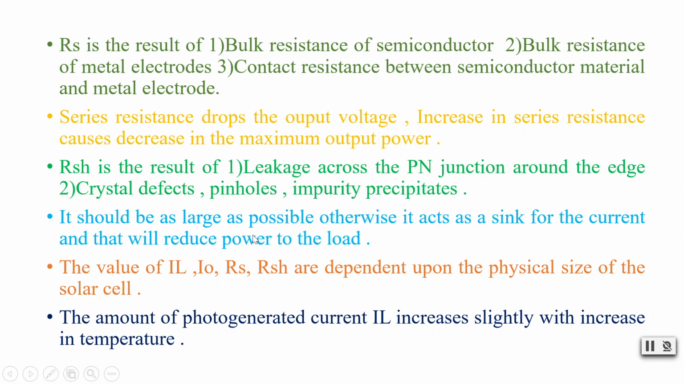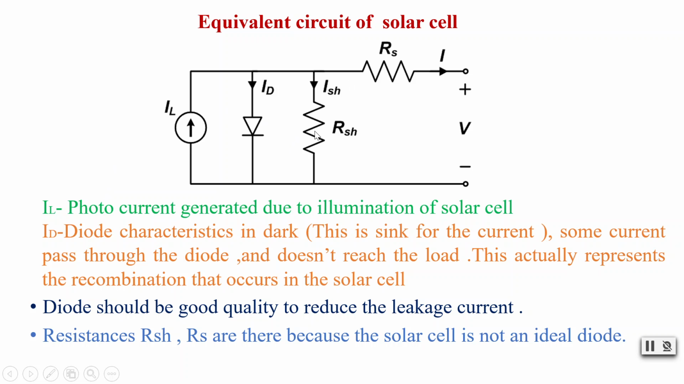These pinholes arise due to lattice mismatch between different layers of the solar cell. And also there might be some impurity precipitates, like organic compounds or inorganic impurities, present in the semiconductor material, and this also causes RSH. Here it is desirable to have a large value of RSH. If the RSH is more, then the solar cell is good. When RSH is more, it takes less current, so most of the current will reach the load.